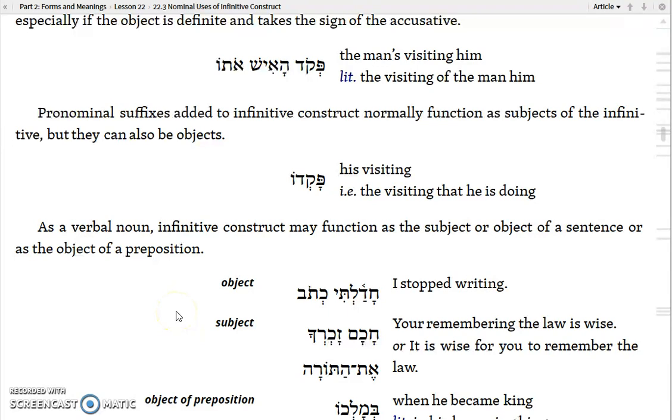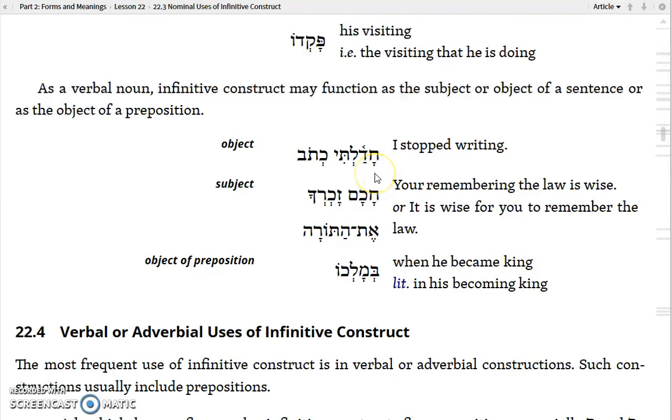As a verbal noun, the infinitive construct may function as the subject or object of a sentence or as the object of a preposition. So here we have the example, chadalti kavod, and chadal means to stop or to cease. I ceased to write. I ceased writing. I stopped writing. And so the infinitive here is serving as the object of the verbal idea of ceasing. It's what you're ceasing.